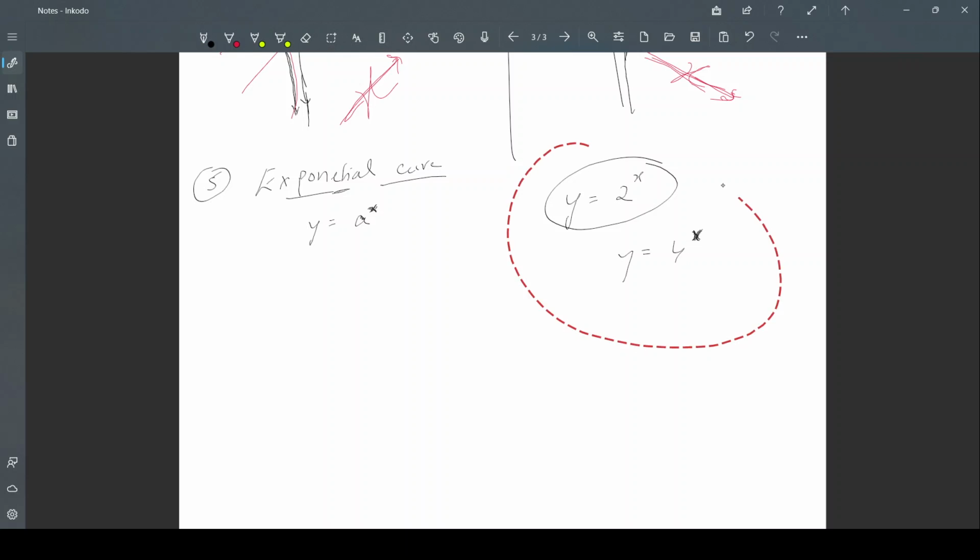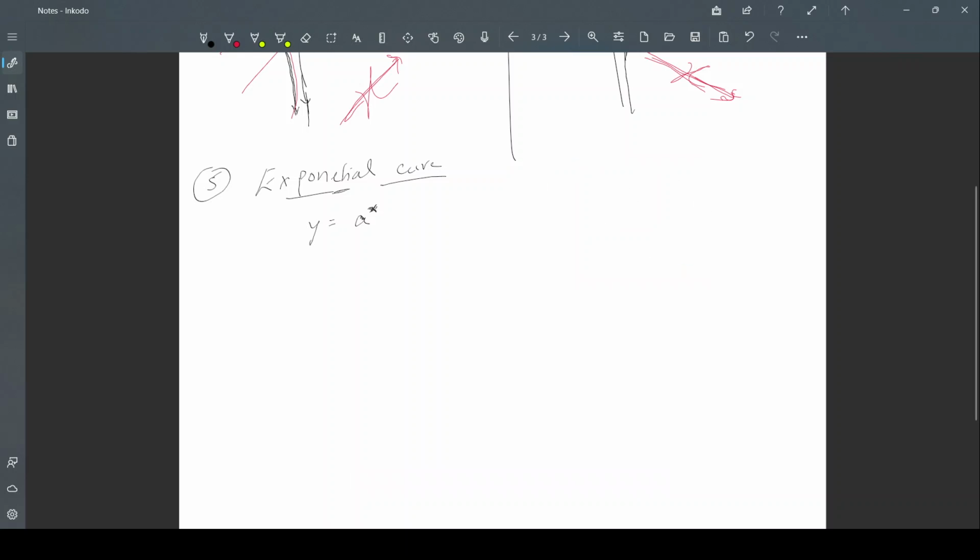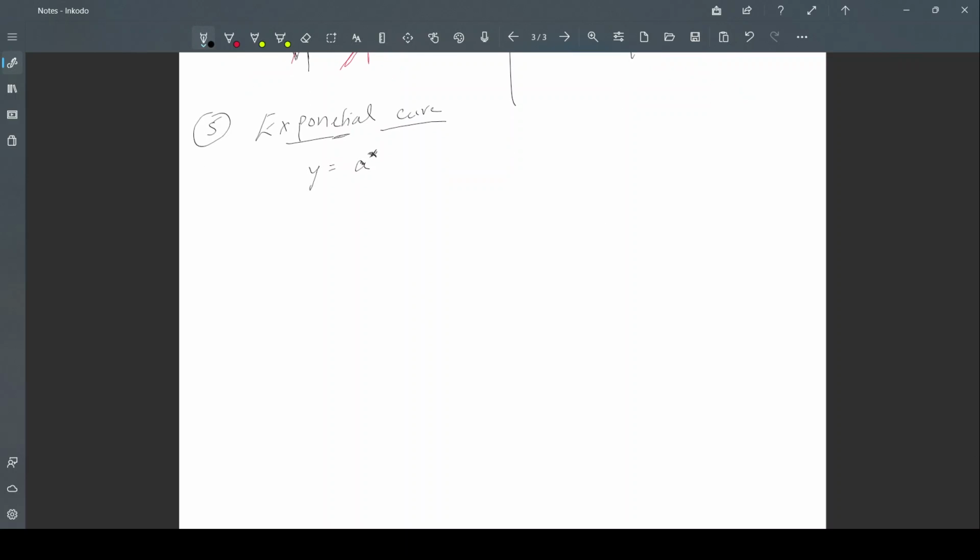So let's see how the graph looks in exponent. If I draw this exponential graph, it will look this way. It will come from here, and it will not meet the x-axis. Okay, it will go like this, and it will go upward like this.